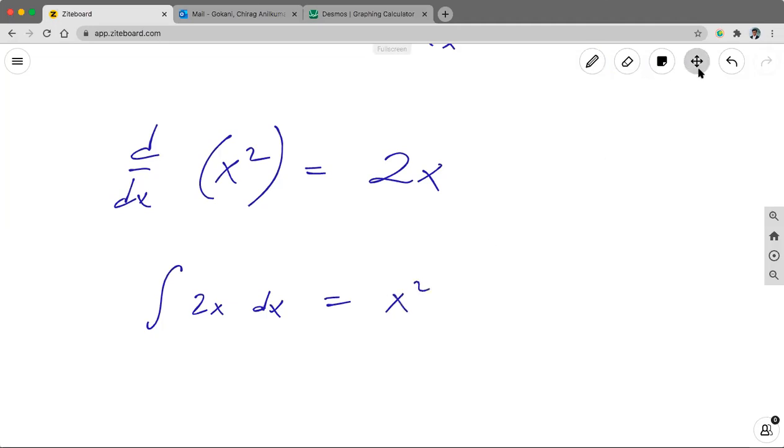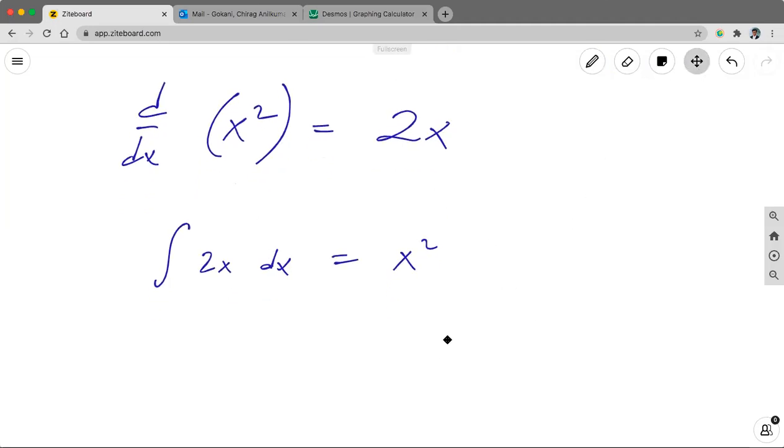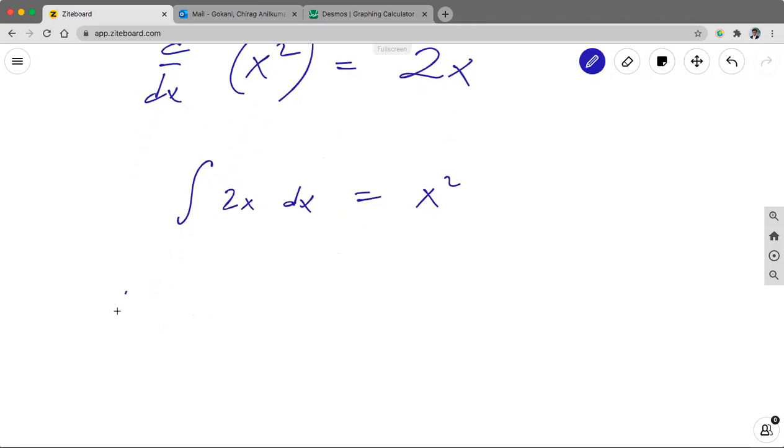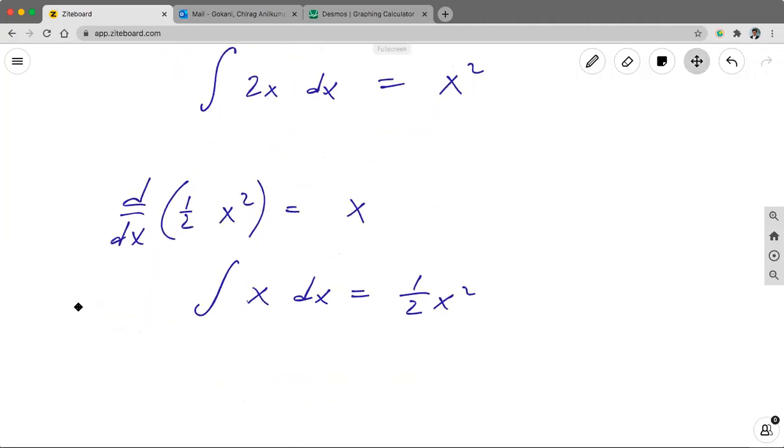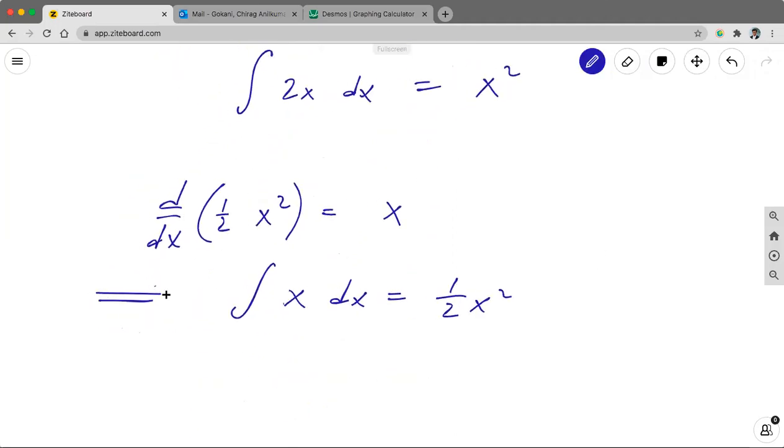Good. Now, I want to formalize this relationship in particular with general powers. Can someone tell me what the derivative of this is? X. Good. And so what is the integral of x? A pretty important integral if you ask me. Half x. Yeah, 1/2 x squared. And so good. I want you to take note of this, that the integral of x is 1/2 x squared.